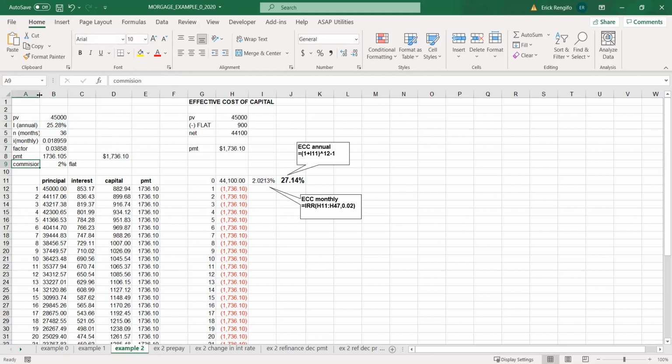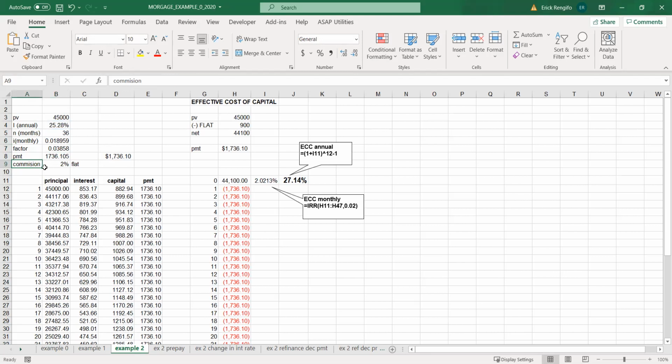Now, here's the thing. The bank is telling you, you know what? You need to pay me a 2% flat commission. And you pay the commission at the very, very beginning, right? As I told you guys, in order to compute your cash flow and your payments, you don't consider the flat fee.